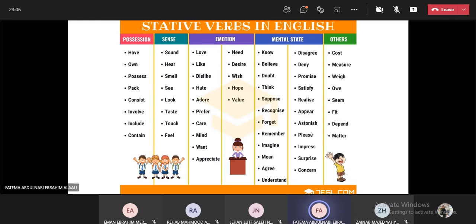So these are several state verbs. Like you have emotions, we have senses, and others. So get through these state verbs. This table is very helpful for you.